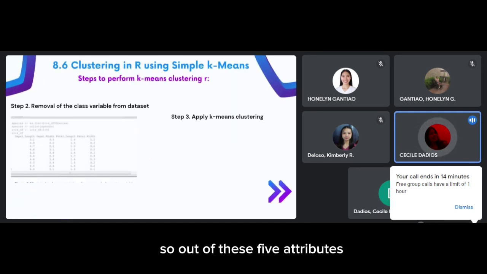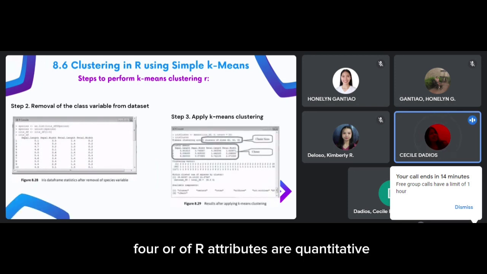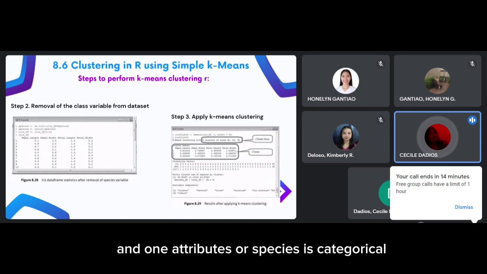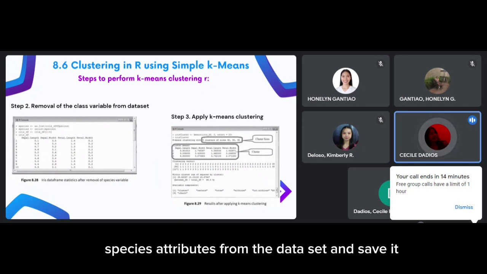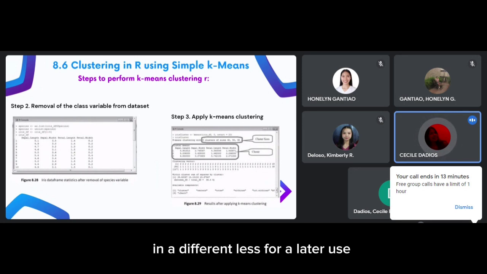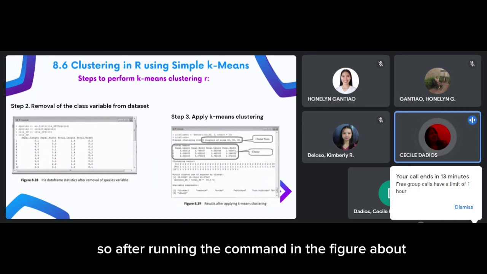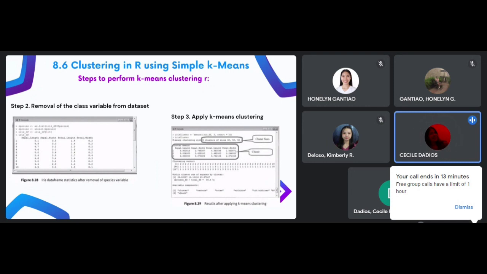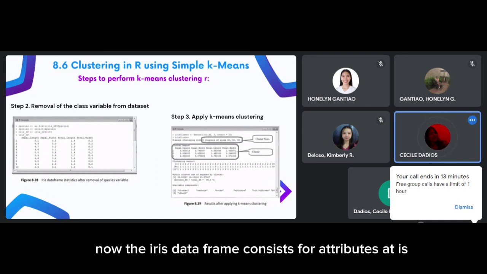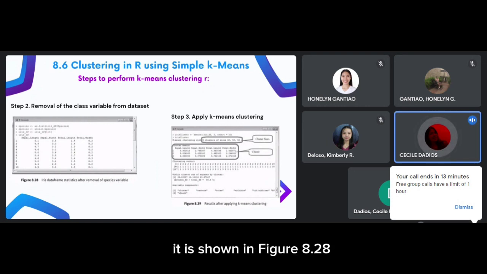So out of these 5 attributes, four of our attributes are quantitative and one attribute, species, is categorical. So therefore, to perform clustering, we will remove the species attribute from the dataset and save it in a different list for later use by the following command: species as list, iris species, and unlist species. So after running the above commands, the fifth attribute, which is species, gets removed. So now the iris data frame consists of 4 attributes as shown in figure 8.28.